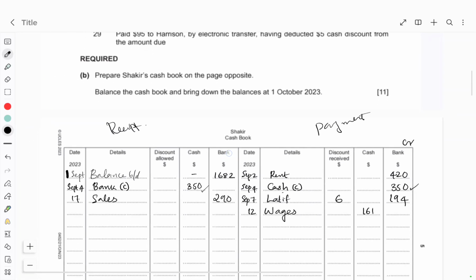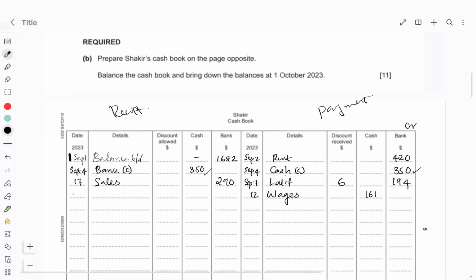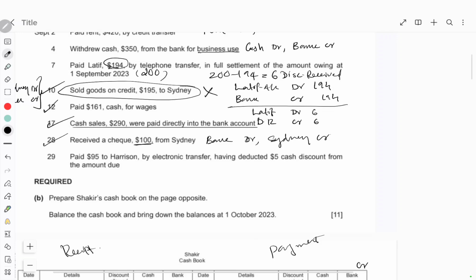So bank is debited. So on 28th, Sydney, and we received through check, right? So how much is it? $100. No, please verify the transaction. It's $100. Yeah.